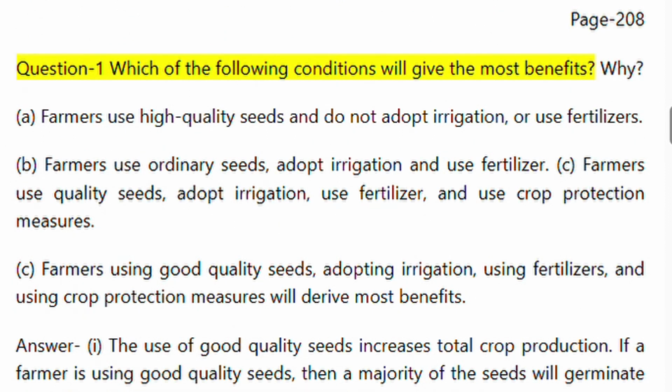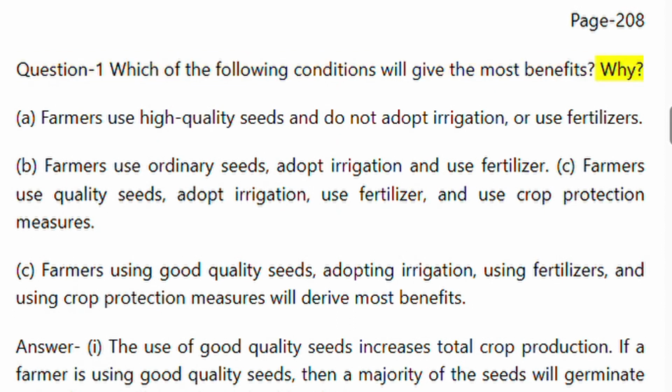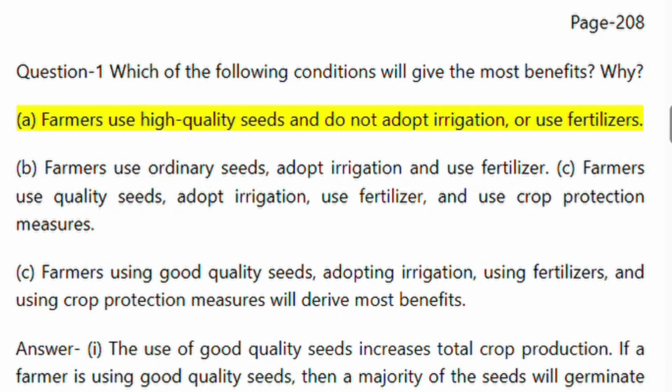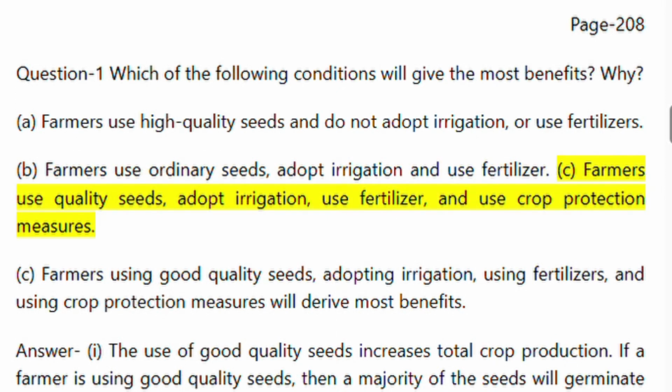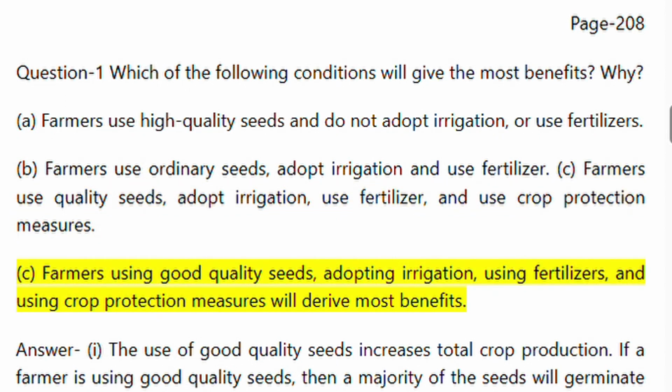Question 1. Which of the following conditions will give the most benefits? Why? A. Farmers use high-quality seeds and do not adopt irrigation or use fertilizers. B. Farmers use ordinary seeds, adopt irrigation and use fertilizer. C. Farmers use quality seeds, adopt irrigation, use fertilizer, and use crop protection measures. C. Farmers using good quality seeds, adopting irrigation, using fertilizers, and using crop protection measures will derive most benefits.